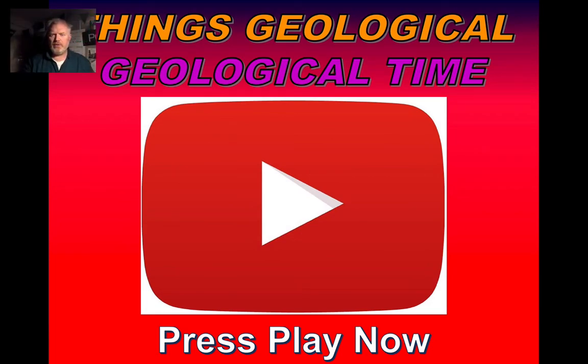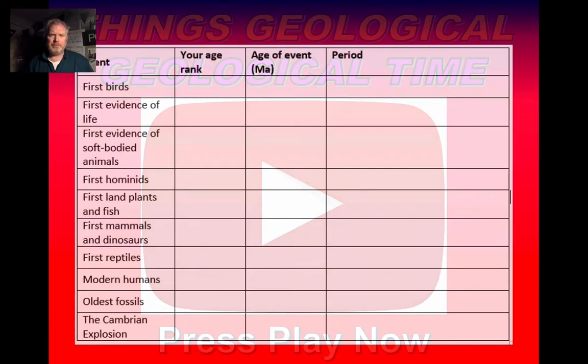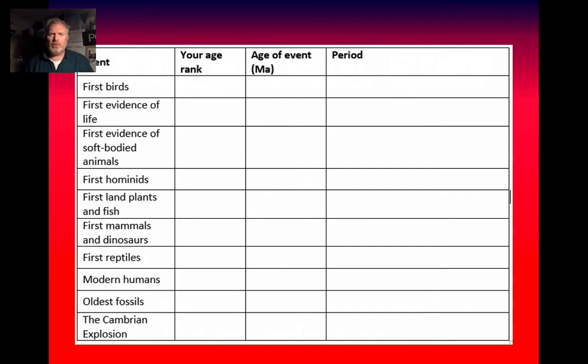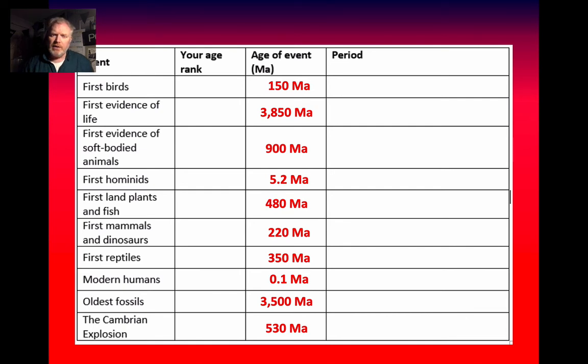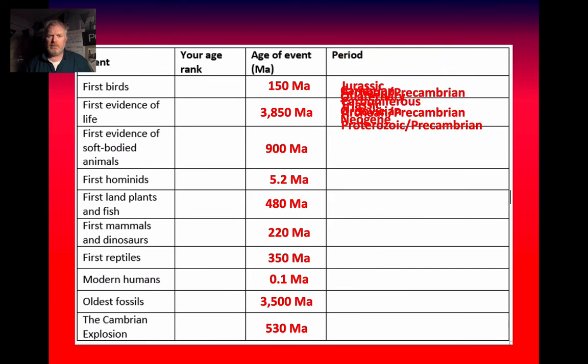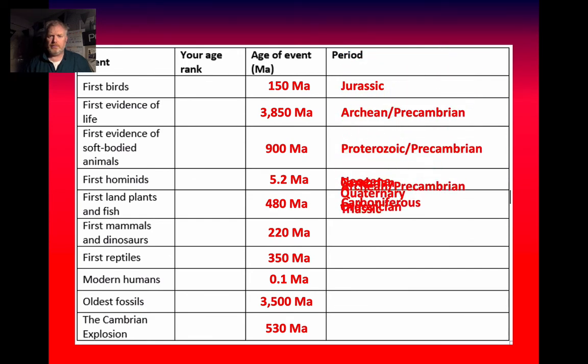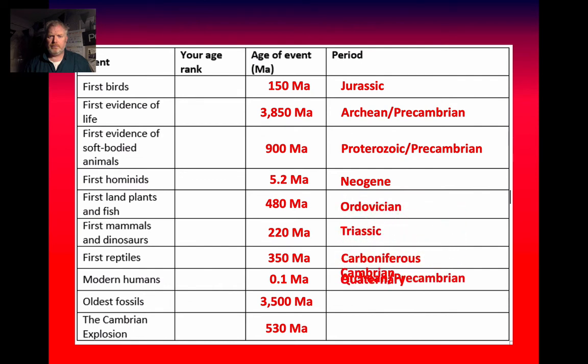Okay then, let's see what you've come up with. So I ask you to fill in the age of the events from the list I gave you. So if we fill these in, we should have a table that looks just like that. And if we then work out which periods these points in time took place in, these are the correct answers.